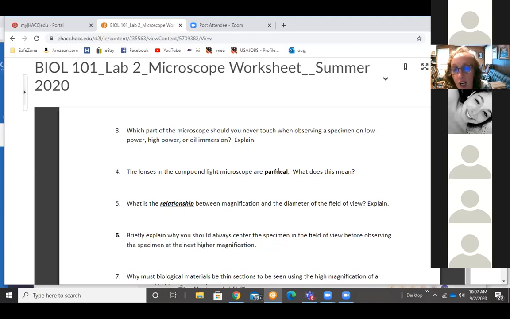Parfocal meaning that one eye sees its field of view, the other eye sees its field of view.